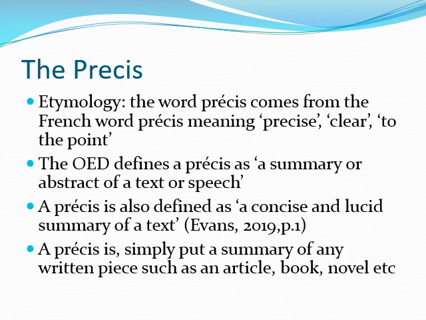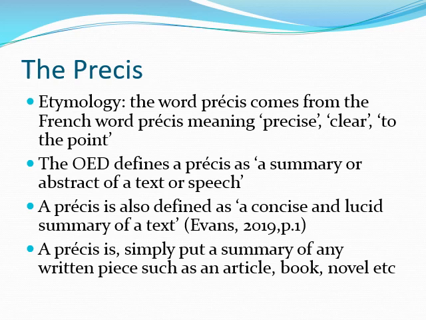Another form of summary is what we call the precis. Etymology, when we say etymology, we mean the origin of the word. Now the word precis comes from the French word précis, meaning something that is precise, clear, or to the point. Again, another definition, just like the summary from the OED, defines precis as a summary or abstract of a text or speech. A precis is also defined as a concise and lucid summary of a text.